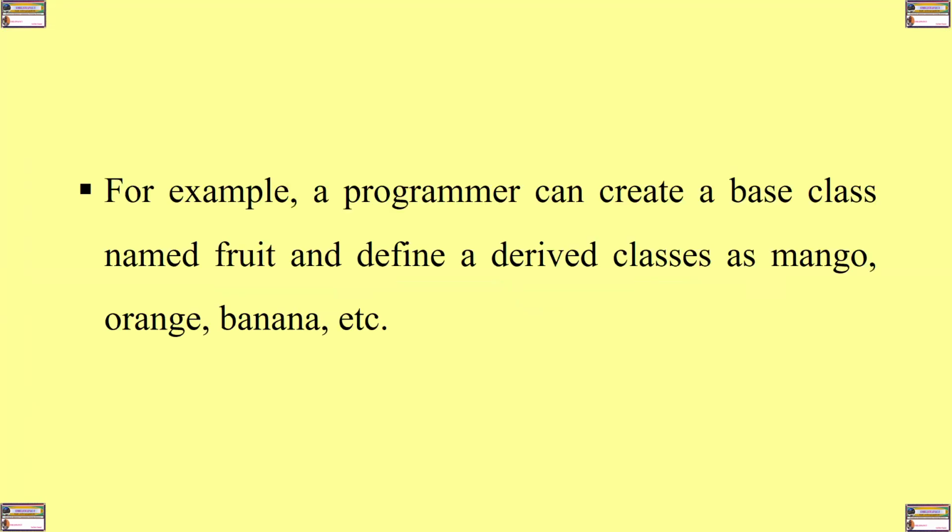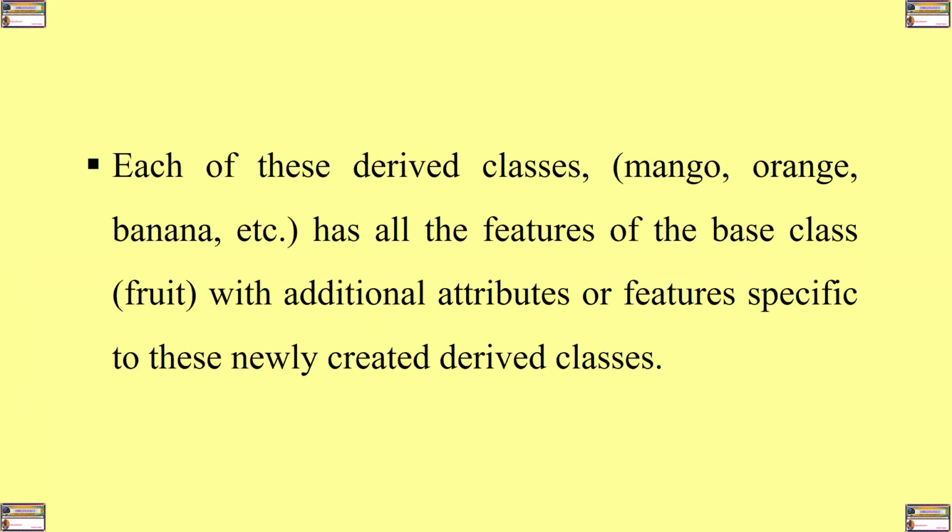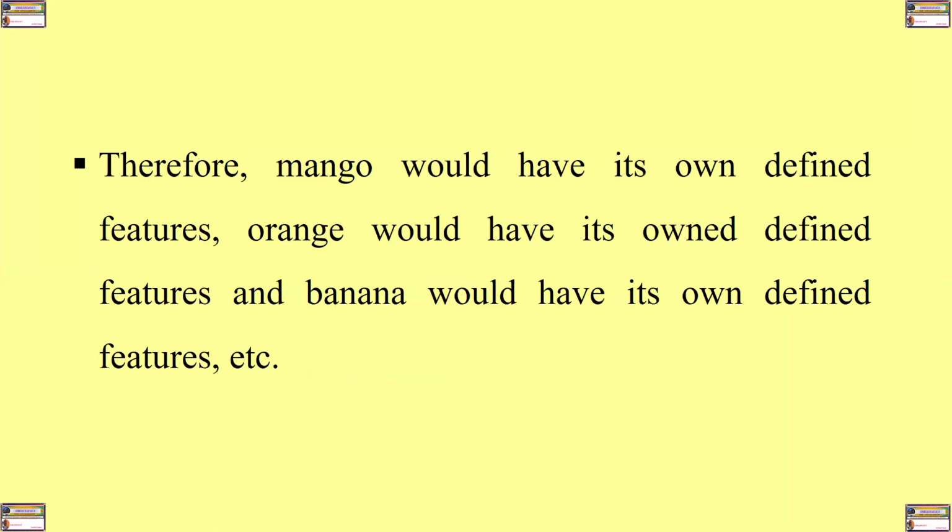For example, a programmer can create a base class named fruit and define a derived class such as mango, orange, banana, amongst the others. Each of these derived classes has all the features of the base class, which we call fruit, with additional attributes or features specific to these newly created derived classes. Therefore, mango would have its own defined features, orange would have its own defined features, and banana would have its own defined features, amongst the others.